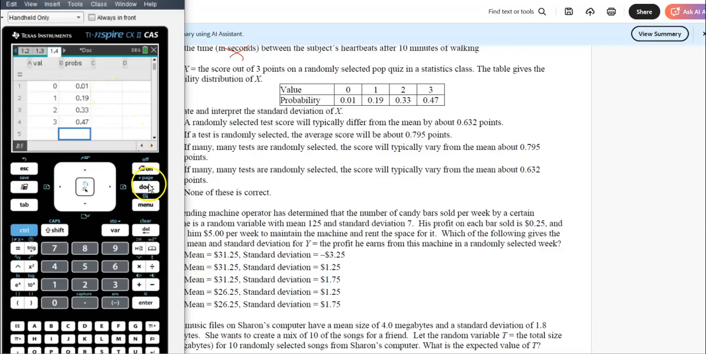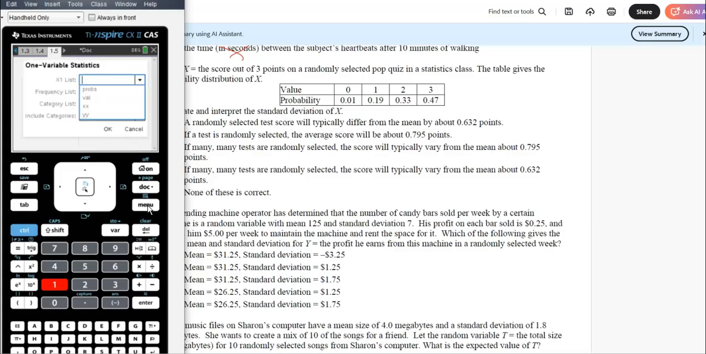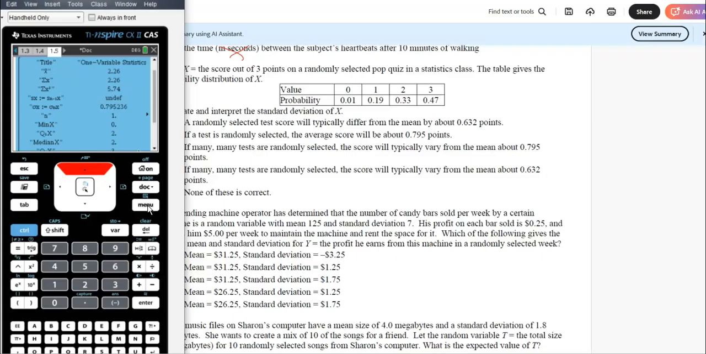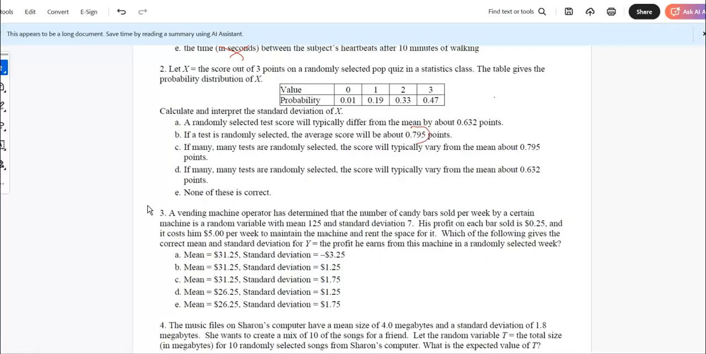So to do one variable stats, I usually add a calculator page, control doc, menu 611. So that was val, and then I called this one proba, probs. So 0.795 is our standard deviation. Our mean is 2.26, so 0.795. So I know it could be that one or that one.